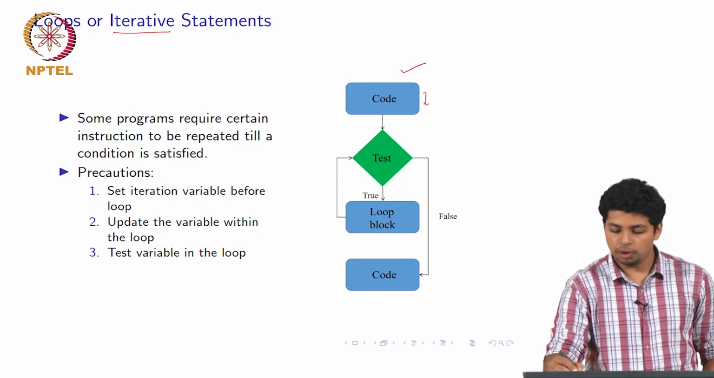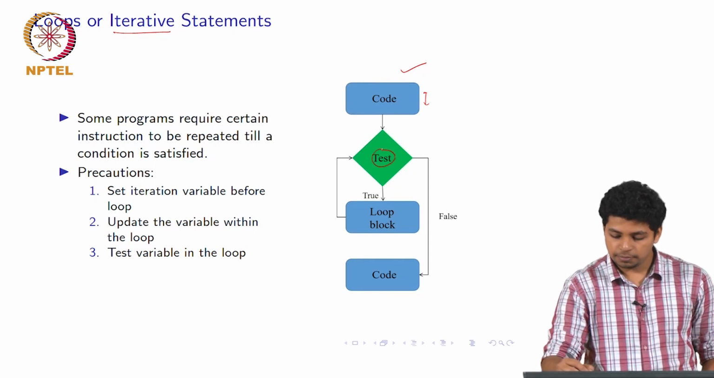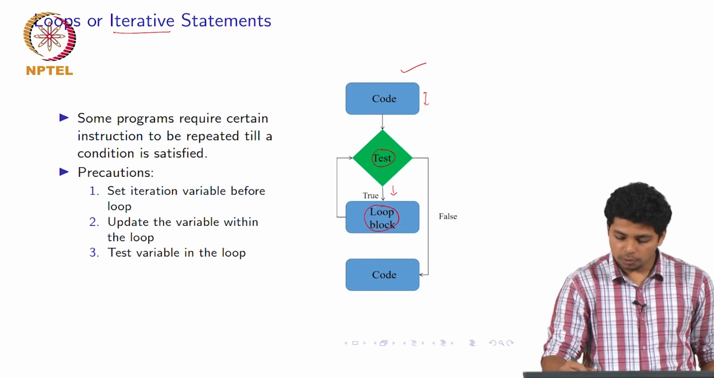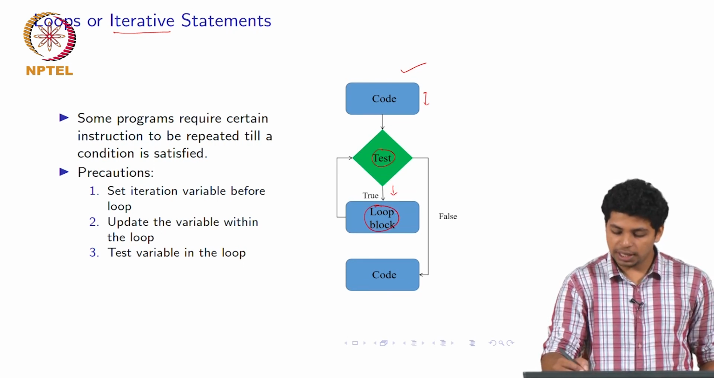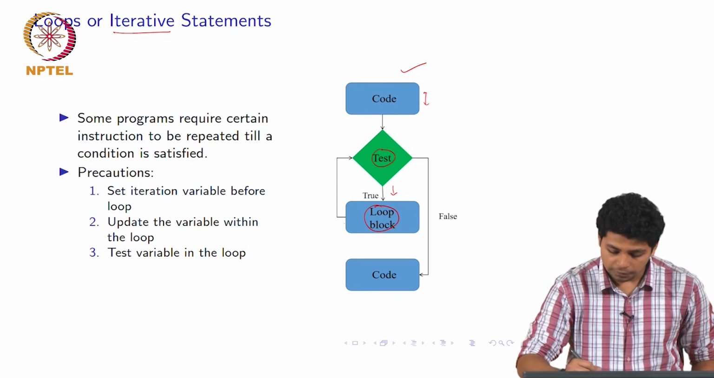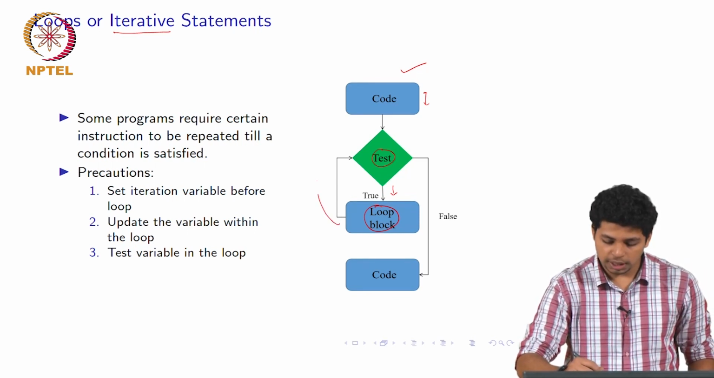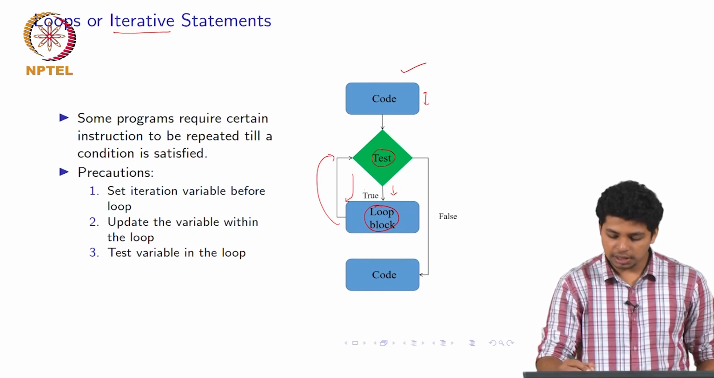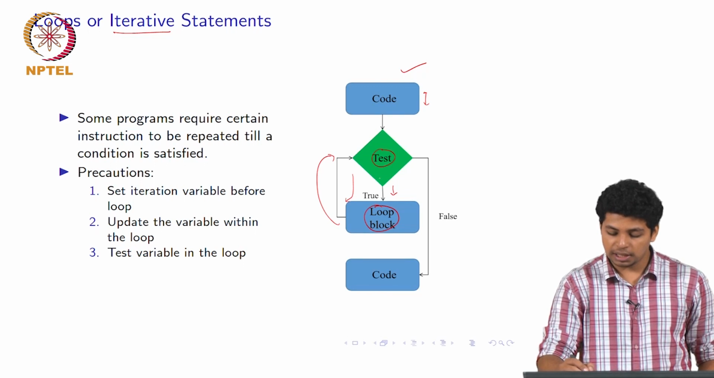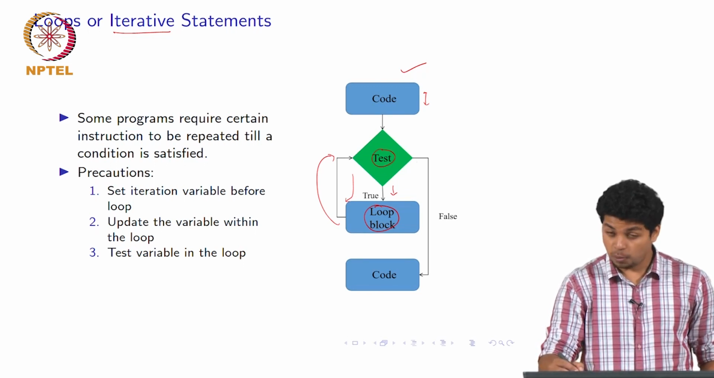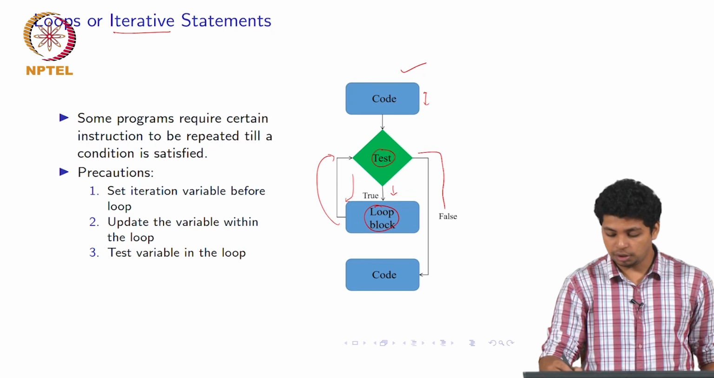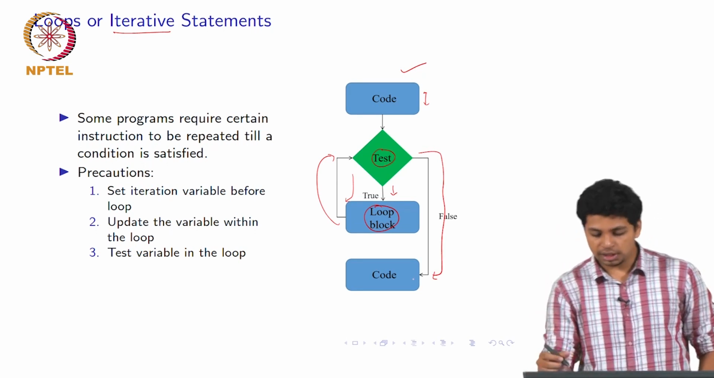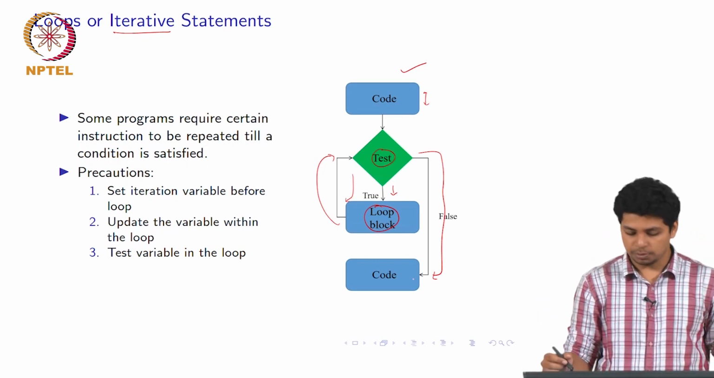There's a block of code. We check for a condition. If the condition is true, there'll be a loop block which will contain statements which are executed if the condition is true. Then after the loop is executed, it will go back and check that condition again. It will keep executing the statements until the condition becomes false. When the condition becomes false, it comes out of the loop and executes the further code that you have put. So this is how conditional iterative statements are supposed to work.